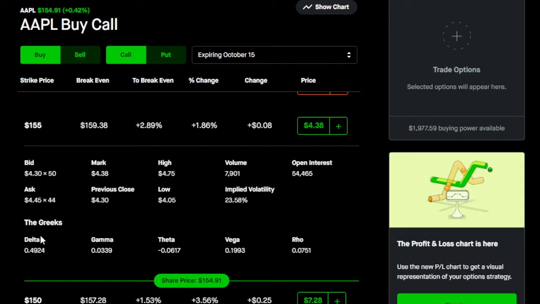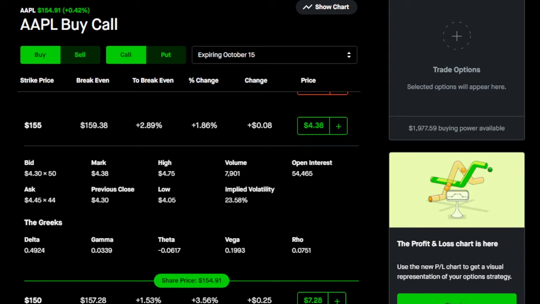The most important Greek is delta, which measures how sensitive an option's price is to a $1 change in the asset you're working with. For example, the delta here of 0.49 means that a $1 move in Apple stock to the upside will cause a roughly 49-cent, or $49, move in the option price that you're looking at. So here the current option price is $4.38. A $1 move in Apple will mean that this option's price will go up to roughly $4.88, holding all other Greeks constant. So delta is essentially a sensitivity measure of the option relative to the stock.